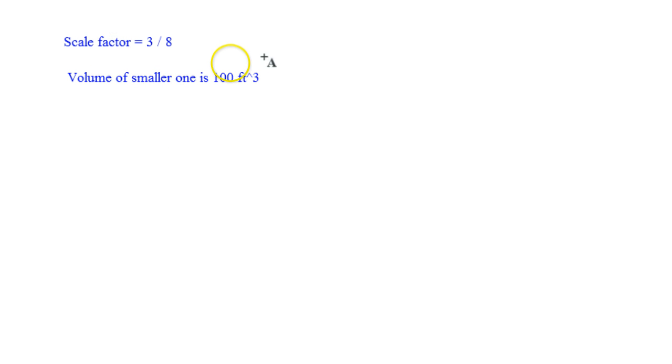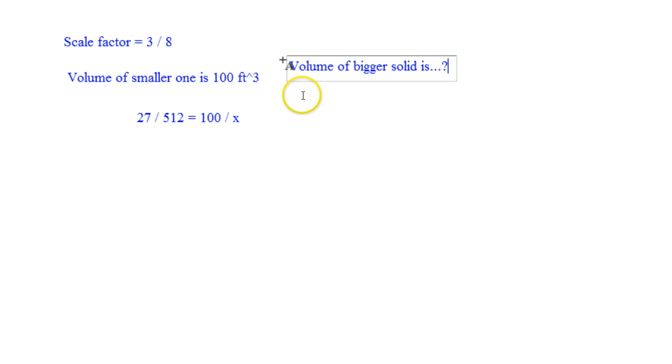Okay, let's say the scale factor of two objects is 3/8 and the volume of the smaller one is 100 cubic feet. What I'm going to do first is convert that from 3/8 to 27 over 8 to the third, 512. This is going to be one side of my proportion. The other side, I'm going to set up as 100 over x, because I want to find the volume of the bigger solid, which I'll leave as a question mark. So I'd set up my proportion to look like this.